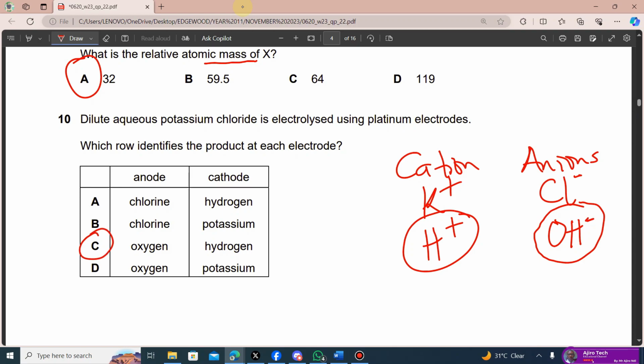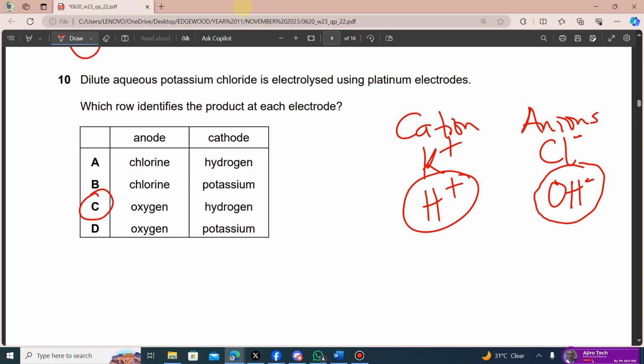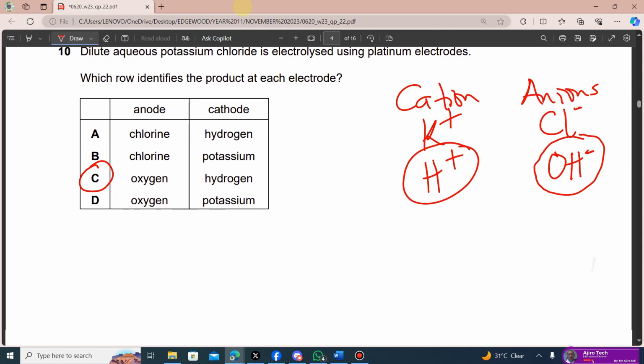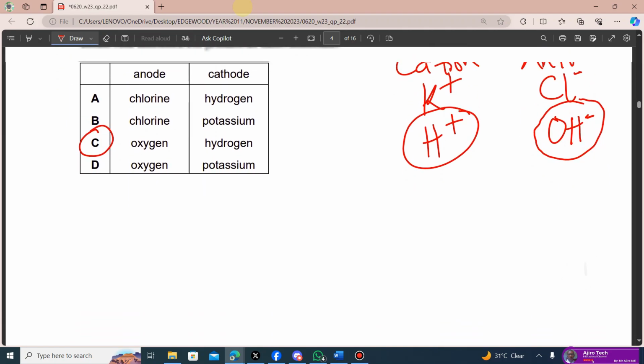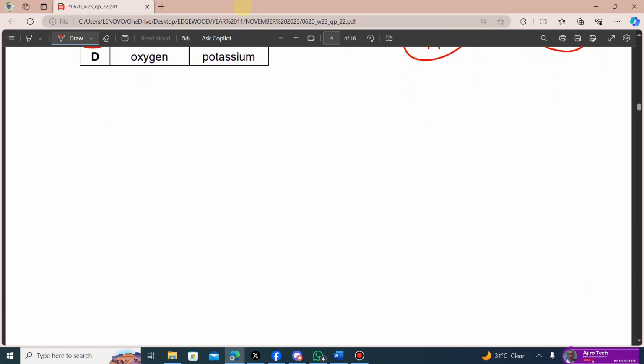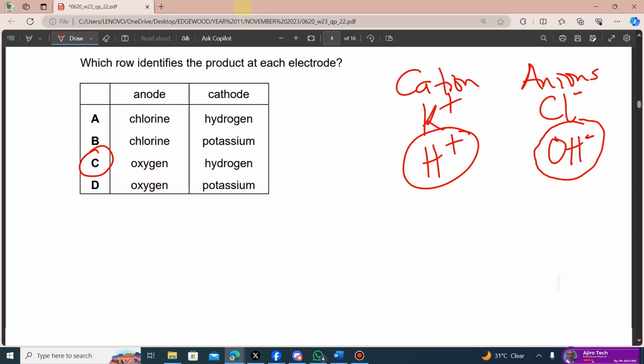So the exception is where you're having compounds involving copper. That is when this rule changes, where copper would now be deposited at the cathode instead of hydrogen. And that has to do with the reactivity of hydrogen compared to copper. So those are the foundational things that could help you to solve questions like this as quickly as possible. Okay, so we move to the next question, which is question 11.